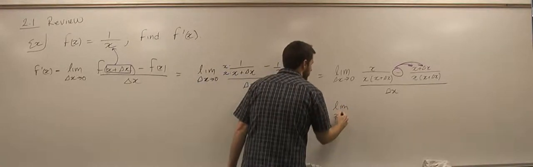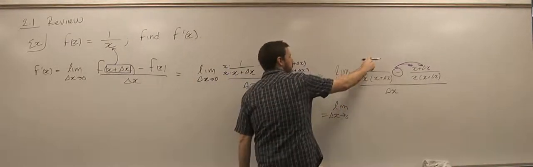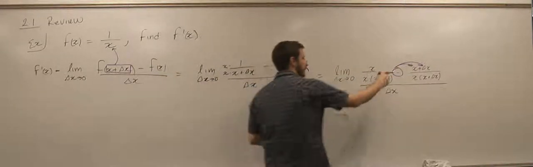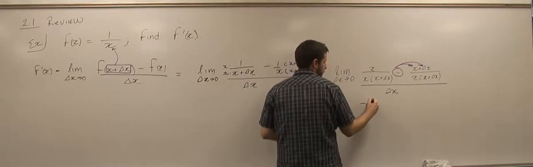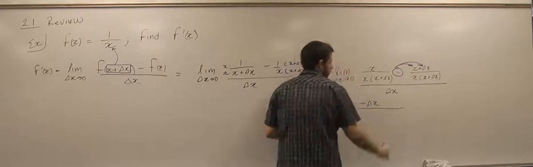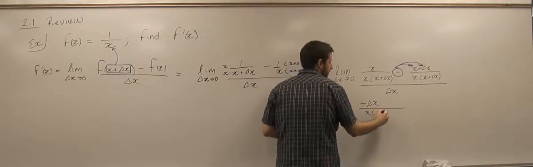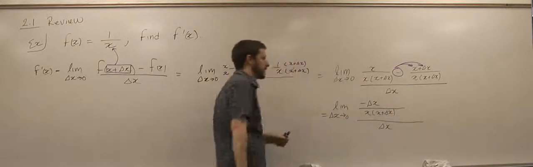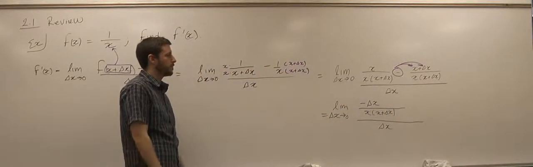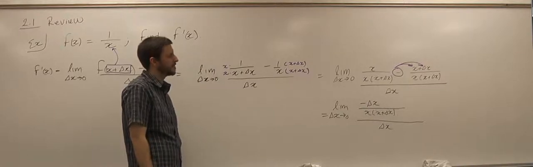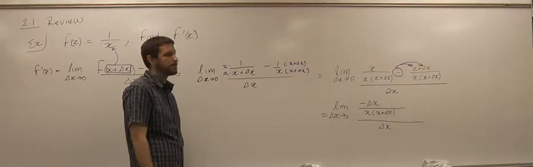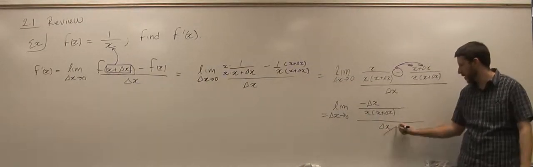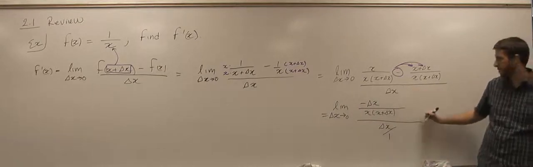So this ends up being a limit as delta x goes to 0. X minus x, the x's just drop off. But then you have a negative delta x left over. On the bottom, it's just the common denominator, and delta x way down below. How does it simplify? Negative 1 over x times x plus delta x. So make this guy delta x over 1, right? And then flip him up.